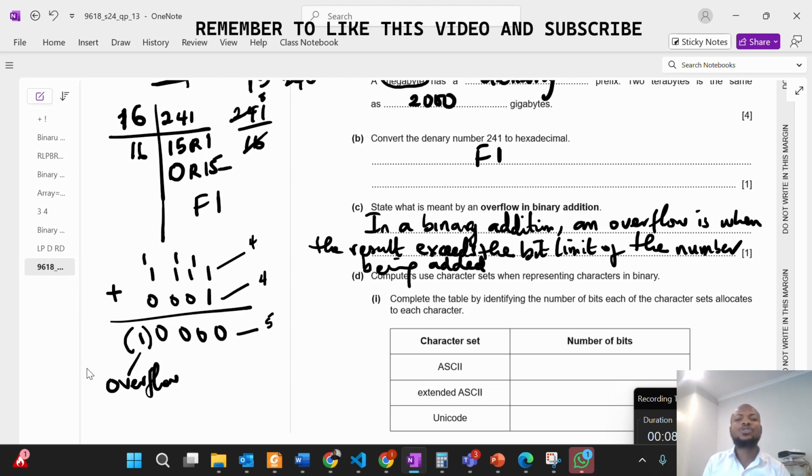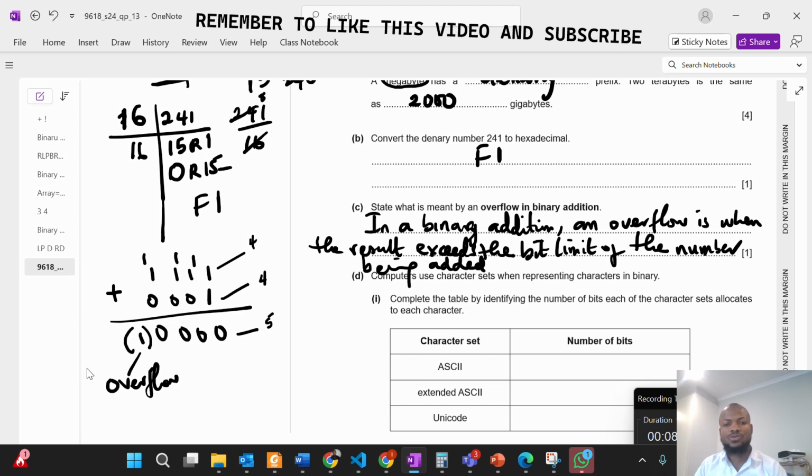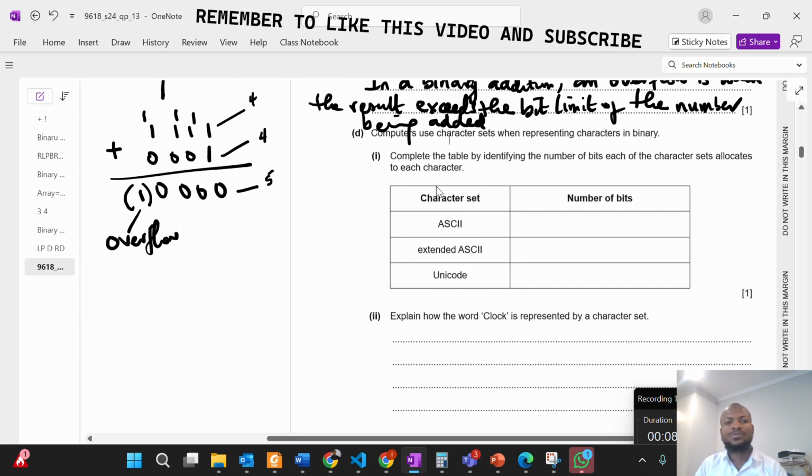So in a binary addition, an overflow is that situation when the result exceeds the bit limit of the numbers being added. I hope this is understood. Okay, good. So let's move forward to question D.